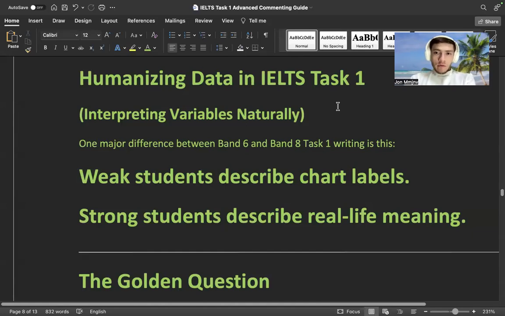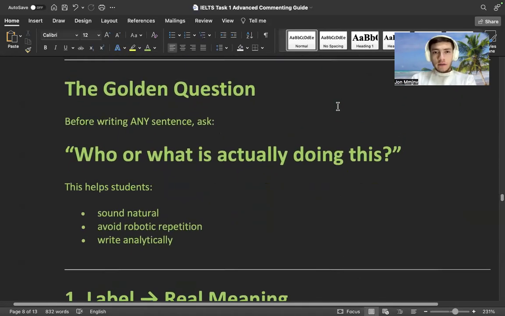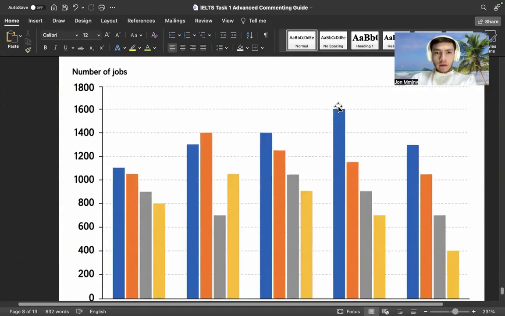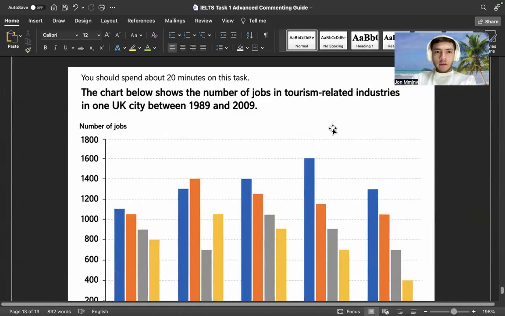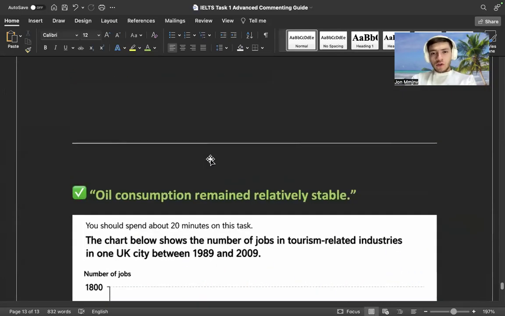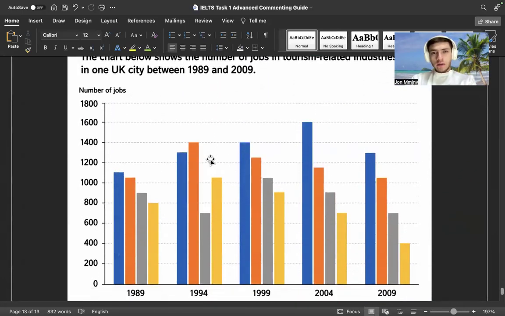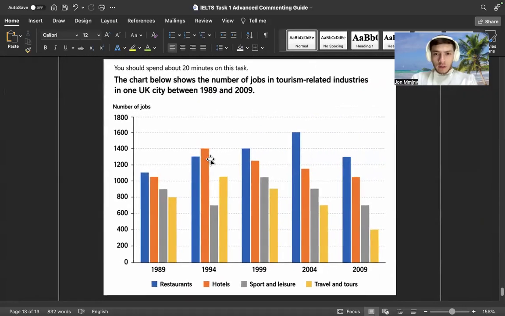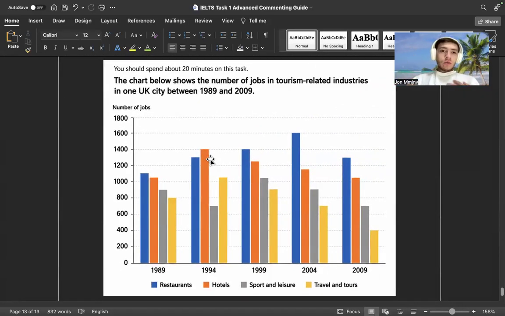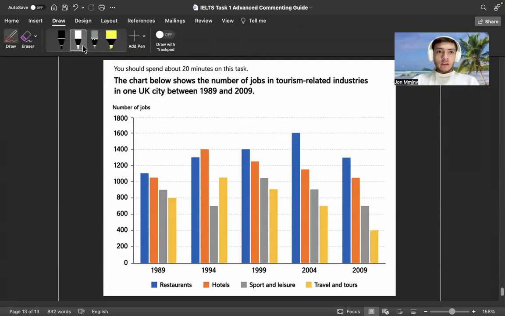So let's get to the theory. What happens is, you might get a chart like this, for example, right? The chart below shows the number of jobs in the tourism industry in a UK city between whatever. So we have a chart, and the common mistake is that students start writing immediately.